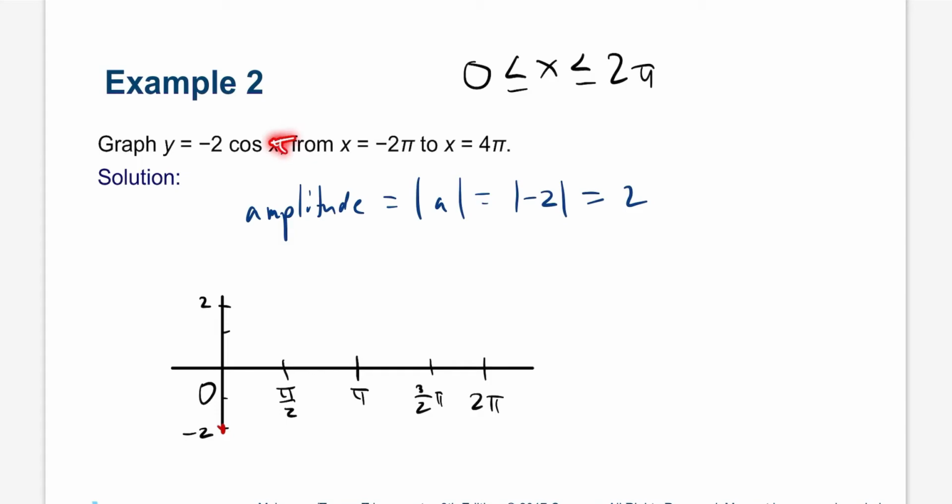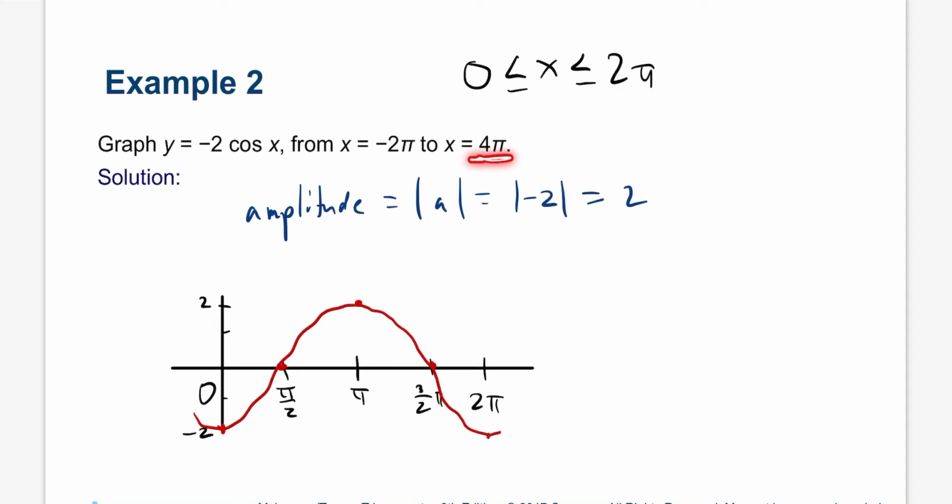The cosine of pi over 2 is 0. 0 times -2 is 0. The cosine of pi is -1. -1 times -2 is 2. And then cosine of 3/2 pi is 0, and cosine of 2 pi is 1. 1 times -2 is -2. So your graph will look like this.